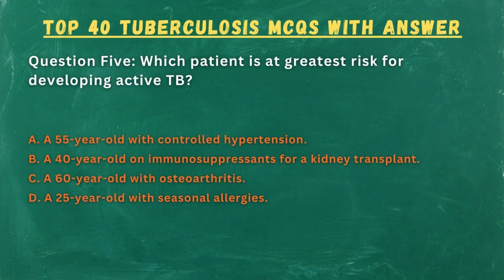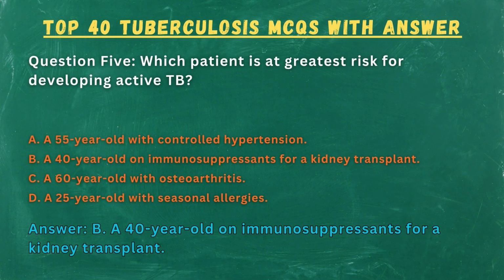Question 5. Which patient is at greatest risk for developing active TB? A. A 55-year-old with controlled hypertension. B. A 40-year-old on immunosuppressants for a kidney transplant. C. A 60-year-old with osteoarthritis. D. A 25-year-old with seasonal allergies. Answer: B. A 40-year-old on immunosuppressants for a kidney transplant.